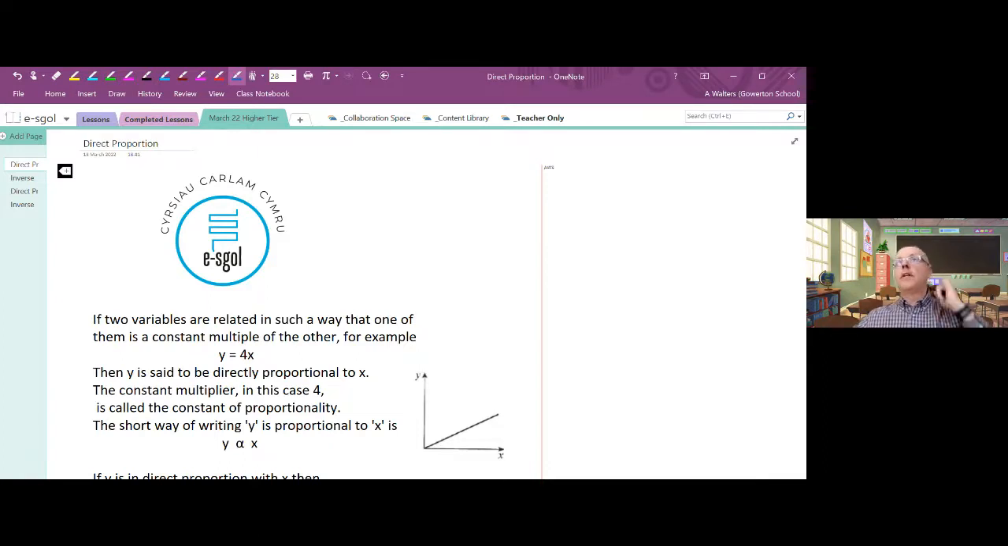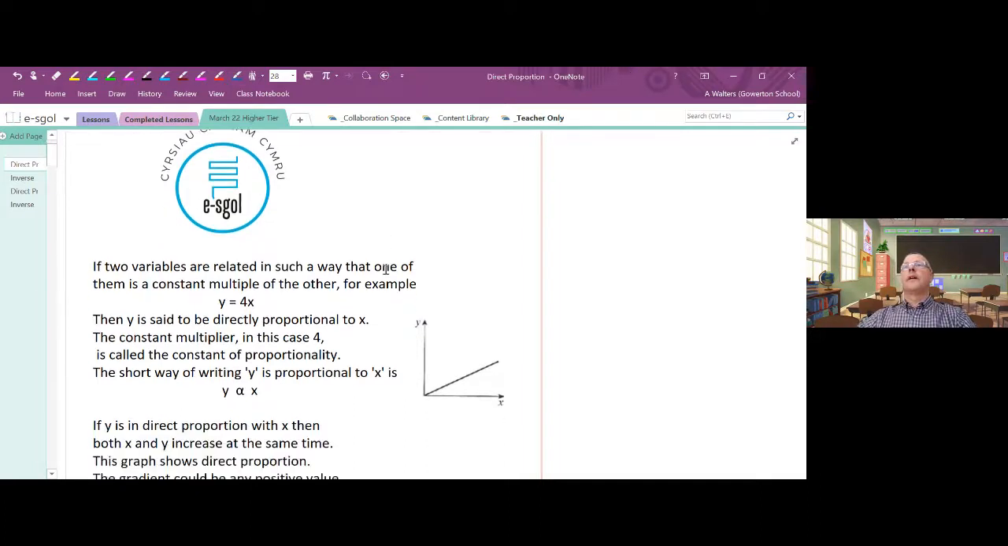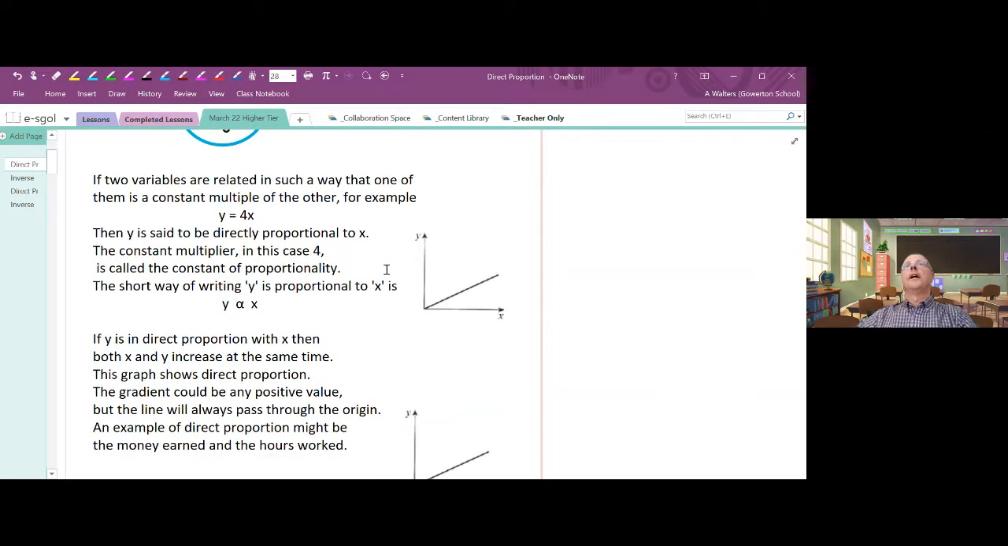Hi everyone, today we're going to look at direct and indirect proportion. First of all, we'll look at direct proportion, and I've written a few notes. If two variables are related in such a way that one of them is a constant multiplier of the other, for instance, y is equal to 4x, then y is said to be directly proportional to x. The constant multiplier in this case is 4. I won't say any more than that.